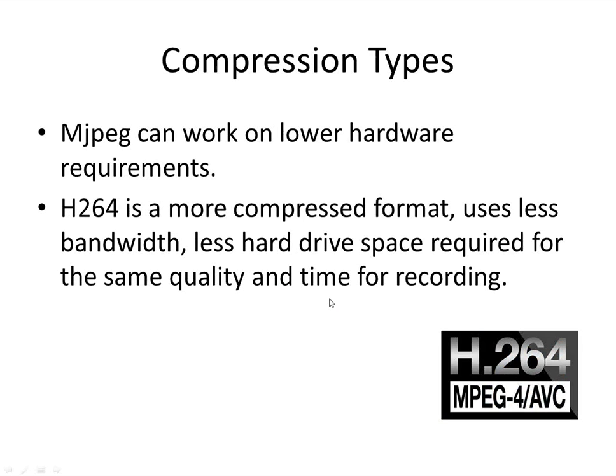There are many different kinds of compression types. There's MJPEG, which can work on lower hardware requirements. H.264 is the newer one. It's a more compressed format, uses less bandwidth, less hard drive space, and it gives you the same quality and time for recording while using less space on the hard drive.